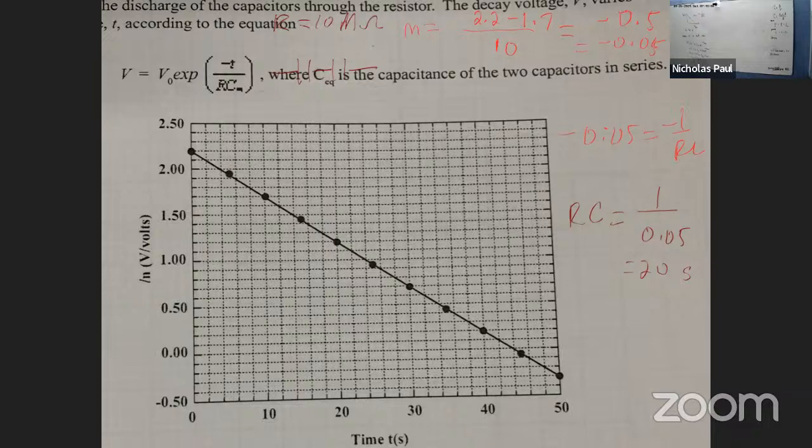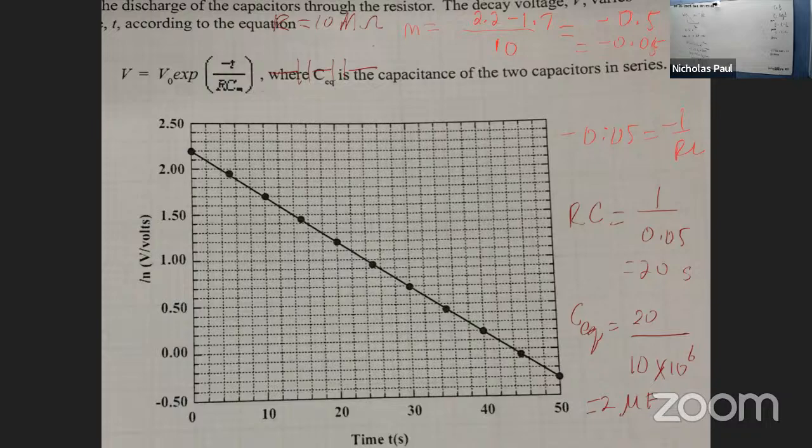All right, so remember the capacitors are in series. So what we get for C equivalent is 20 divided by R. R is what I said? 10 mega, so 10 times 10 to the power of 10. So that would be 2 microfarads.